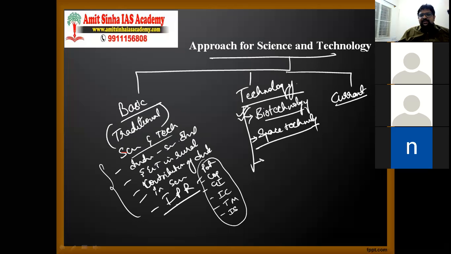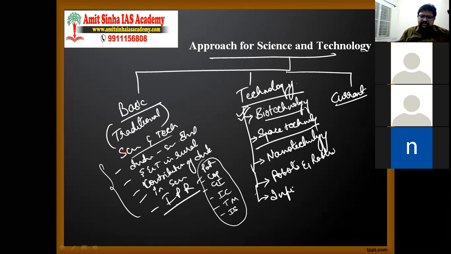Okay. उसके बाद आप पढ़ोगे nanotechnology. Okay, so then you will be studying robots and robotics. Okay, so robots and robotics in science and technology. So then you'll be studying information technology. Then you'll be studying computers. Okay, different types of computers.